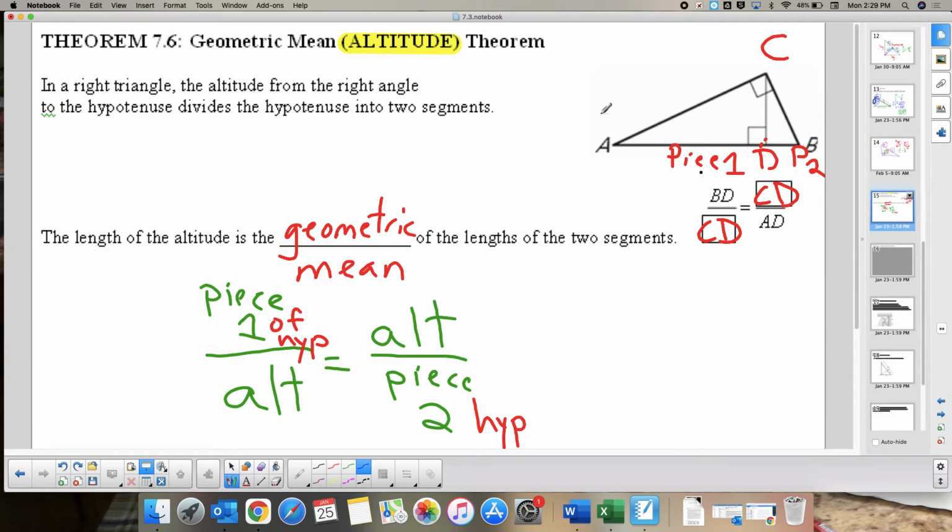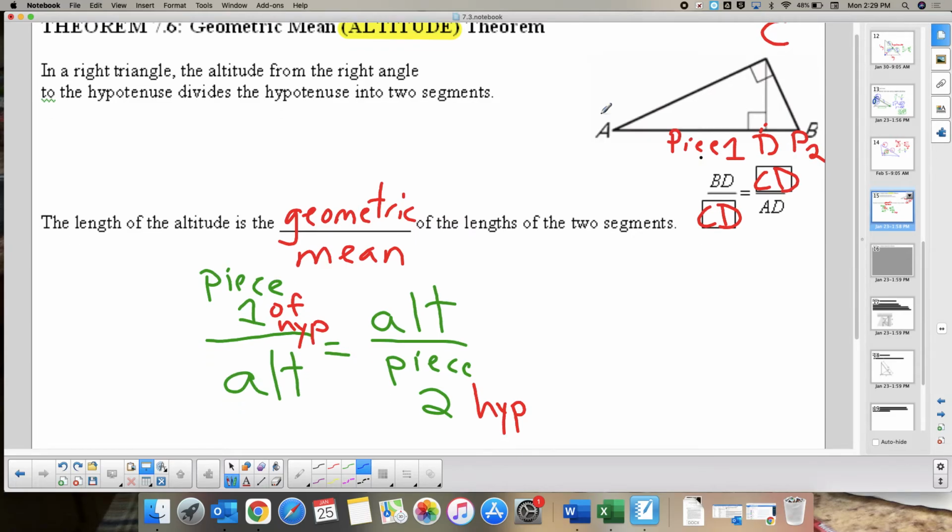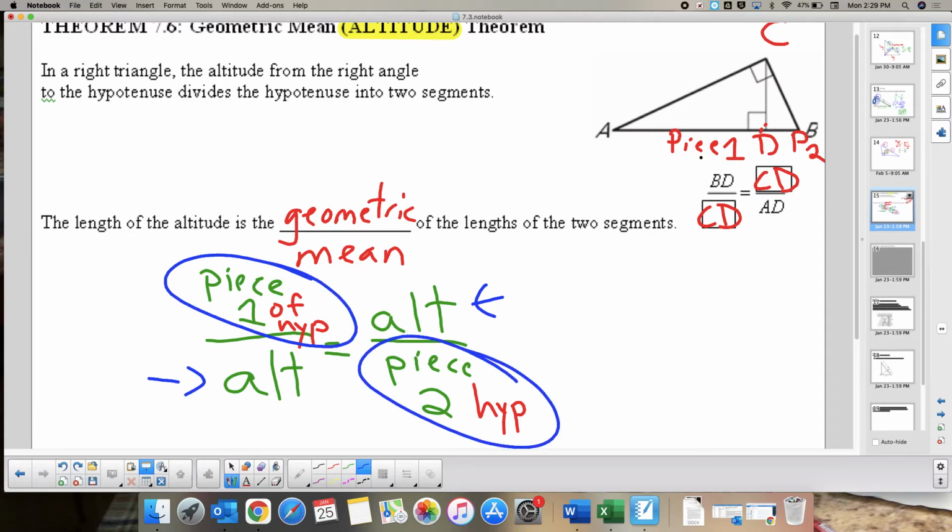So in a right triangle, the altitude from the right angle to the hypotenuse divides that hypotenuse into 2 segments. The length of the altitude is the geometric mean of the length of those 2 segments. So I'm going to do altitude with altitude. And then it is piece 1 and piece 2 of our hypotenuse.